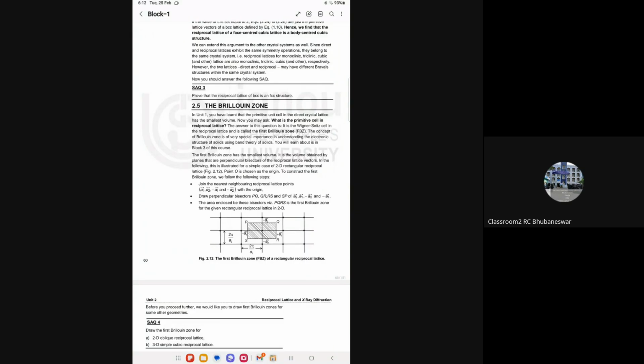Okay, maybe we will start. So today we'll discuss the Brillouin zone.